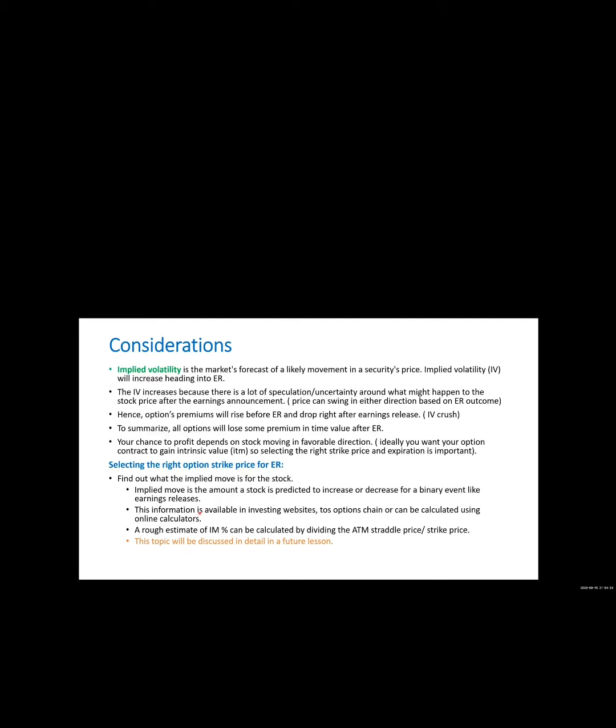Now, if you don't have time to do any of that, a rough estimate of the implied move can be calculated by simply dividing the ATM, that is the at-the-money straddle price, by the stock price. So let's say FedEx, the stock price is $200. I'm just saying that for argument's sake. Take the $200 call option, take the $200 put option, add those two premiums and divide it by the strike price, that's 200. You will get the implied move percentage by doing this. This is not going to be an exact value, but this is how you get a rough estimate of what the market is pricing in as the implied move.